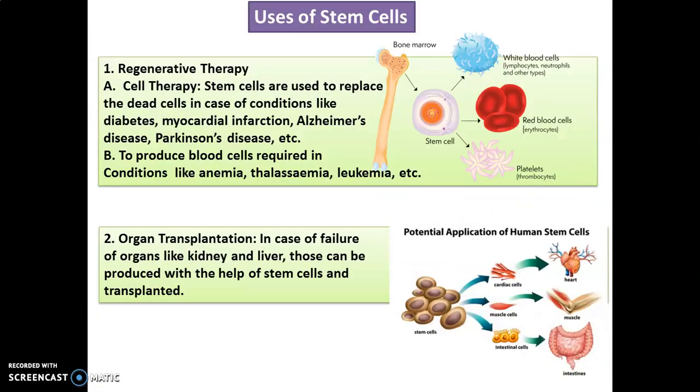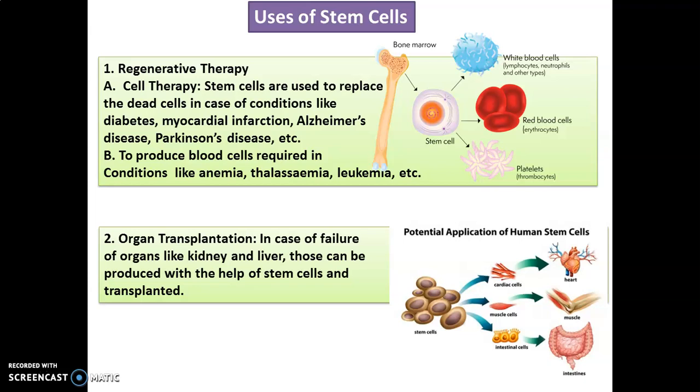Now what are the uses? The first use is regenerative therapy, that is cell therapy. Stem cells are used to replace the dead cells in conditions like diabetes and myocardial infarction. Myocardial infarction is a heart disease. Then Alzheimer's disease, which is a disease where a person tends to forget things due to aging, and Parkinson's disease, which is a disease that leads to instability. That means the person's movements are not proper. Okay, so these problematic cells could be replaced.